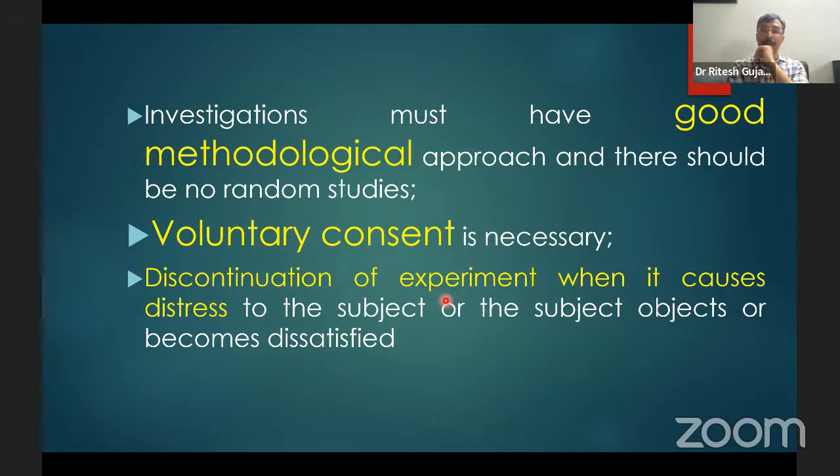Then discontinuation of the experiment when it causes distress should be clearly mentioned in the clause. While the research is going on, if the research participant or human subject feels that he is going through some kind of pain, he is not comfortable in that research, immediately there's a provision, and that should be clearly told in advance to the participant that it is his or her right that any time when he or she feels that they are not comfortable with the research, they can opt out from that research at any level.